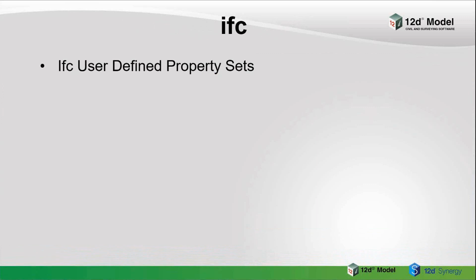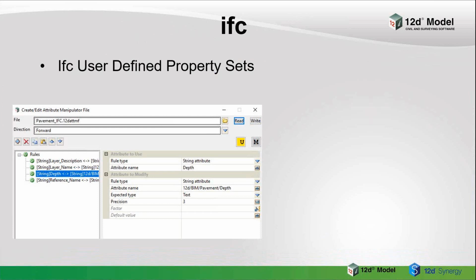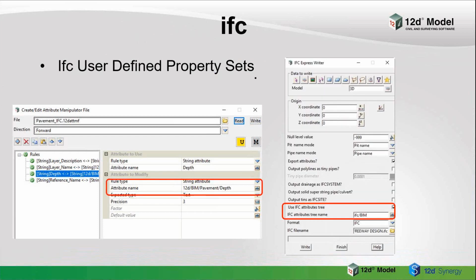The big thing is people are after user-defined property sets, and we actually added this back in to 12. This is where you can select what attributes you want to go out with your object going out to BIM. You put them in a group, and in this case, running the attribute manipulator, it's going to create an attribute called depth under 12D/BIM/pavement depth. So it's set into a special spot, and this is actually in 12 C1M.